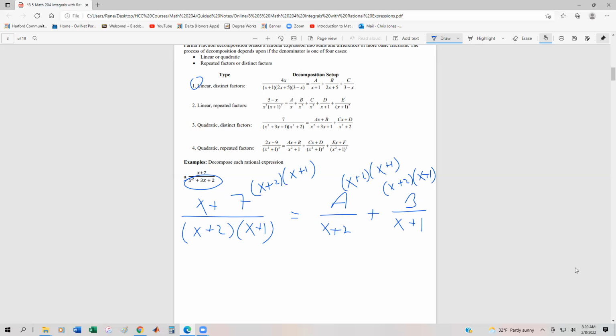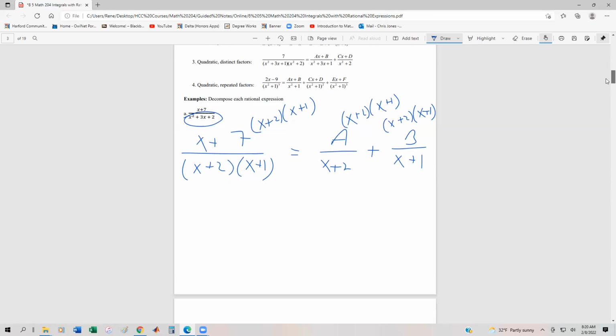That looks like it's going to be ugly, but in fact, it simplifies things really nicely. This is going to cancel out, and I'm left with x plus 7. Over here, the x plus 2s are going to cancel out, and I'm left with a, x plus 1. And finally, the x plus 1s are going to cancel, and I'm left with b, x plus 2.